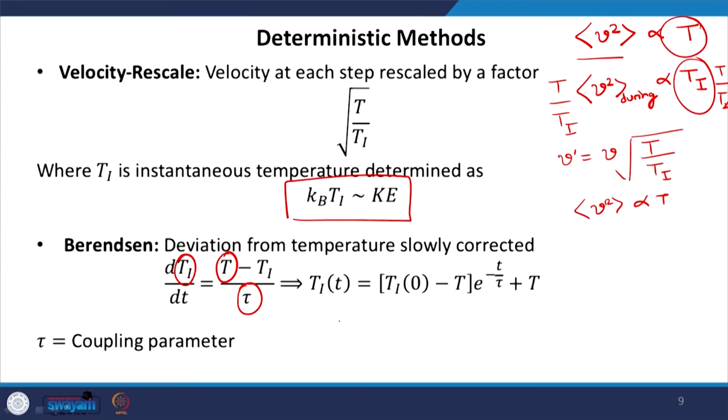If tau is larger, then we are correcting for the deviation slowly. This is known as weak coupling. On the other hand, if tau is small, we are correcting for the temperature deviation very quickly, and in that case we call it strong coupling. In both these cases, we have an exponential decay of Ti to the target temperature T, and tau is essentially a time constant that determines roughly how much time it takes to get there. Actually, it is the first order time constant, to be precise.